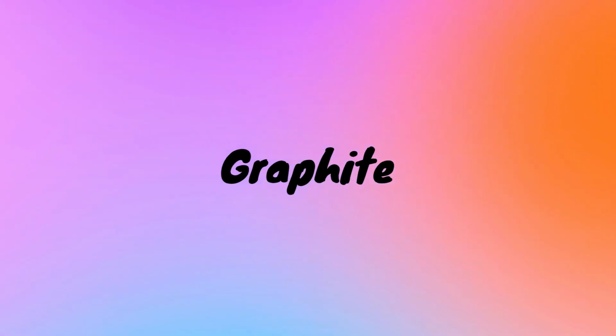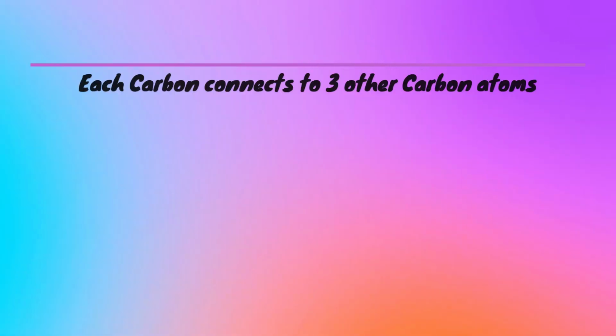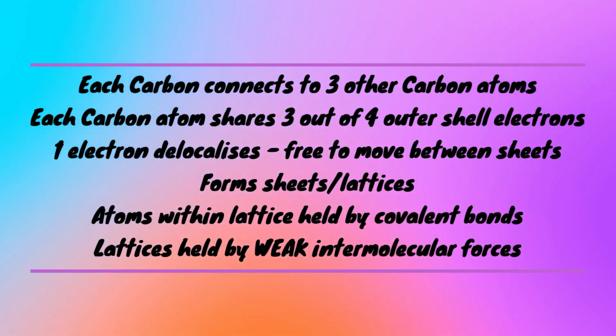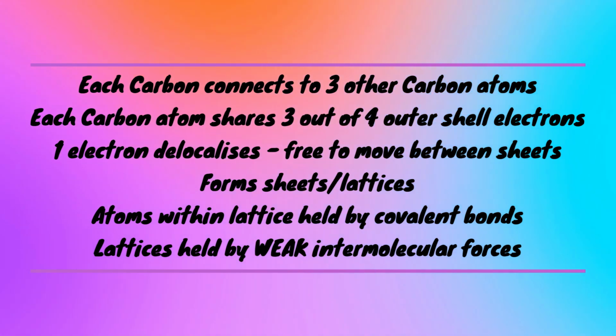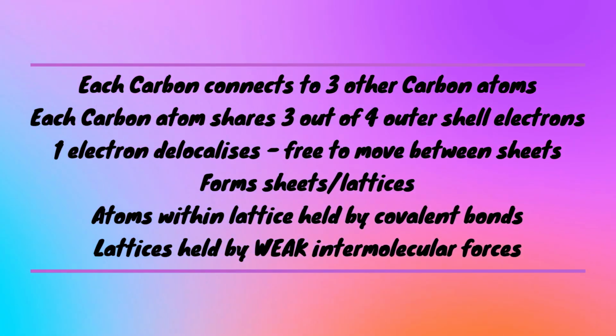And then we have graphite. Each carbon connects to 3 other carbon atoms. Each carbon atom shares 3 out of its 4 outer shell electrons. This means that 1 electron from each carbon atom is delocalized and free to move between the sheets. This forms lattices or sheets of carbon atoms, and the atoms within the lattice are held by covalent bonds. However, the lattices themselves are held by weak intermolecular forces.